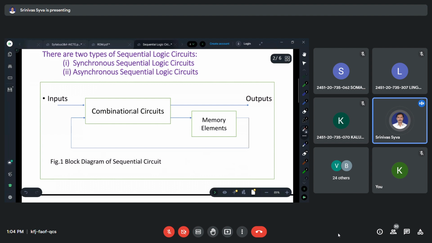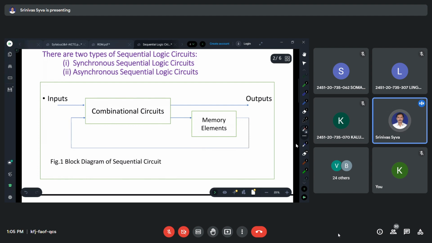to the combinational circuits. Then the outputs from the combinational circuits depend on the status of the memory elements also. These memory elements preserve the previous state also. So the outputs depend on the external inputs as well as the status of the memory elements, because the output of the memory elements is again fed back as input to the combinational circuits.